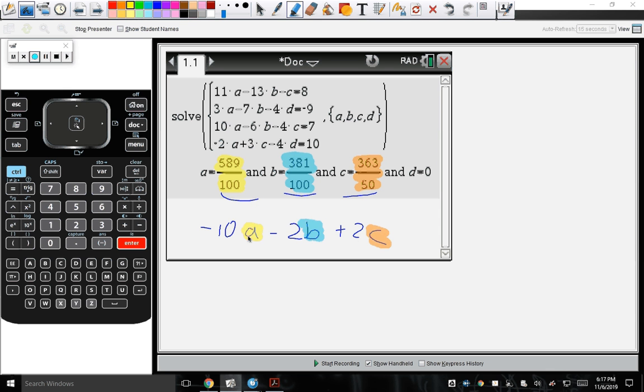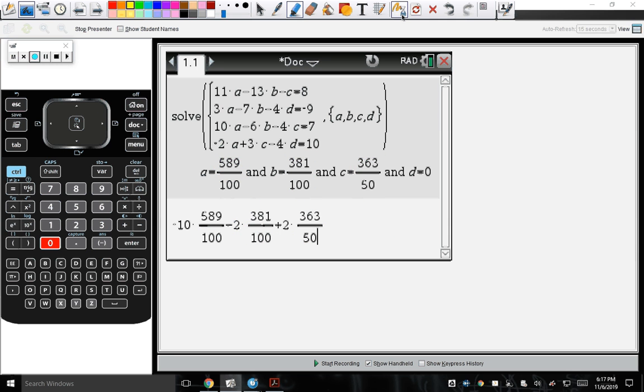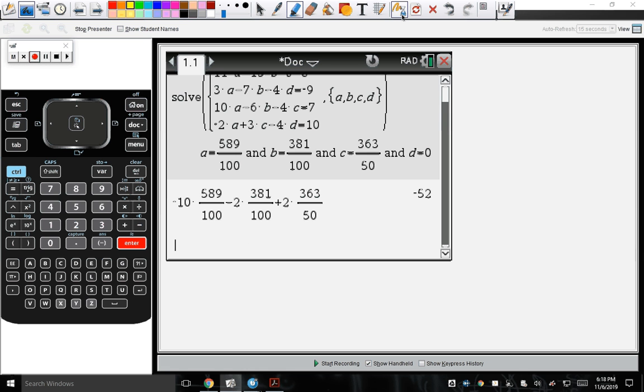Okay, so let's do that just real quick together. So you have negative 10 times control divide 589 over 100. And then it's going to be minus 2 times, here's that b value, control divide 381 over 100. And then it'll be plus 2 times c, which is control divide 363 over 50. Okay? And then you will get negative 52, which is your answer.